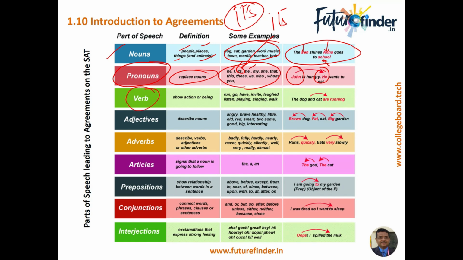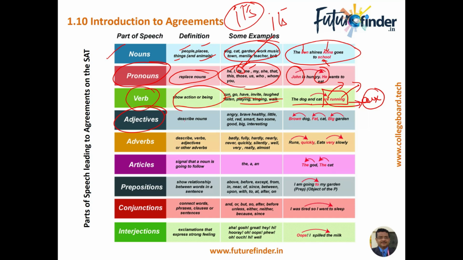Verb: a word that shows action. Run, go, have, invite, laughed. The dog and the cat are running. Are and running are the verbs. Are is a special word in English called the auxiliary verb. We will come to that in some time when we do the verbs.